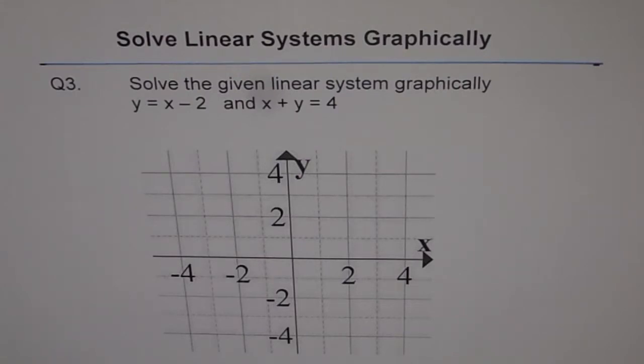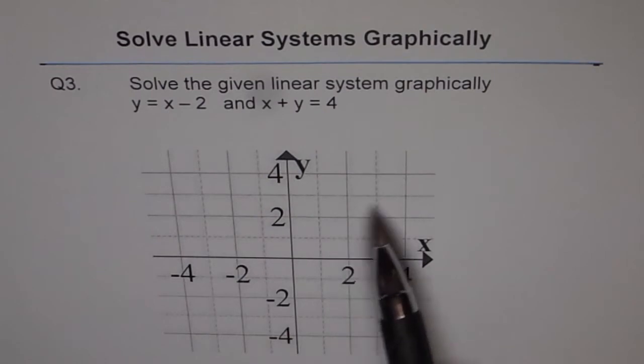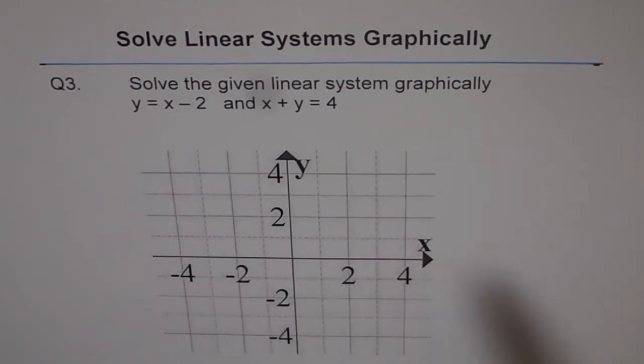Now the third term used here is solve. Solve means actually finding the point of intersection, and graphically is the process by which we are trying to find it, and that's the graph which we have. So we'll plot these lines on the graph, and wherever they intersect is the solution of our linear system graphically. That's the total meaning of this topic, which we are going to work on over a couple of videos.